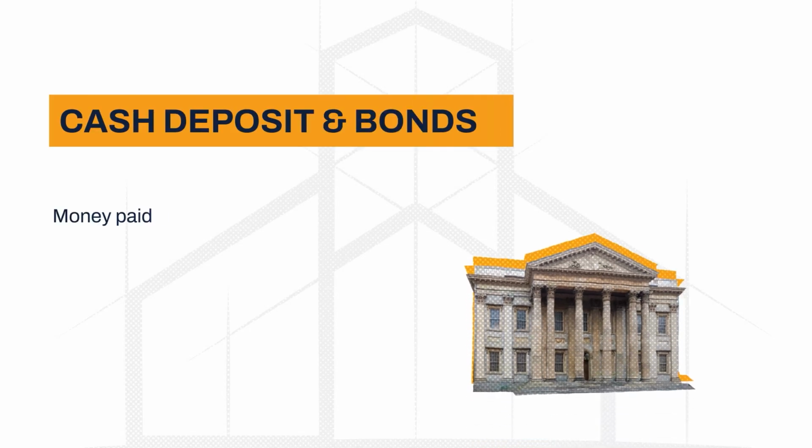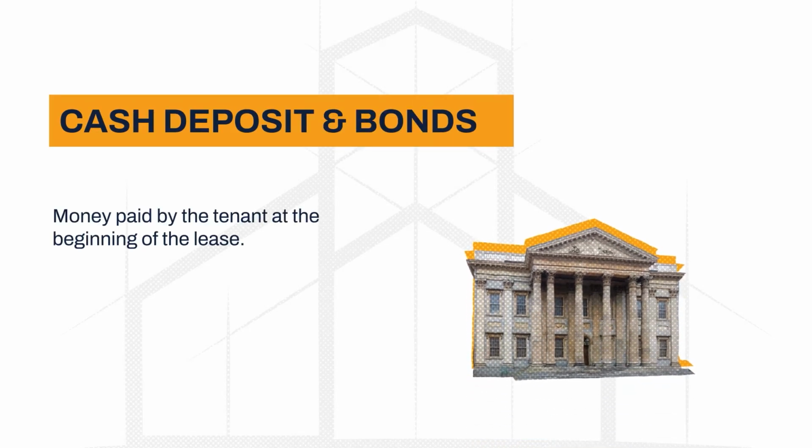When assigning a lease, having a bond and a guarantee is preferable. A cash deposit or bond is money paid by the tenant at the beginning of the lease. Depending on the property's state or territory, you may be required to have the cash bond held by a government entity. If not, the cash bond is usually paid into the owner's or property manager's bank account.